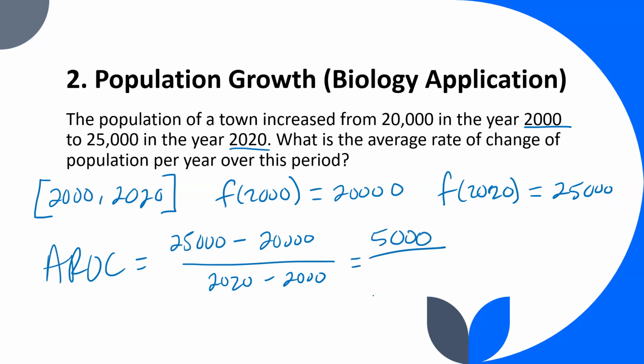Okay. And then 2020 minus 22,000 leaves us with 20. Chop off these zeros. Remember the little rules. And now I'm just left with 500 divided by 2. 250. 250 what? There we go. 250 people per year. That's because our numerator describes the people, our denominator describes the year. So that would be our unit label.